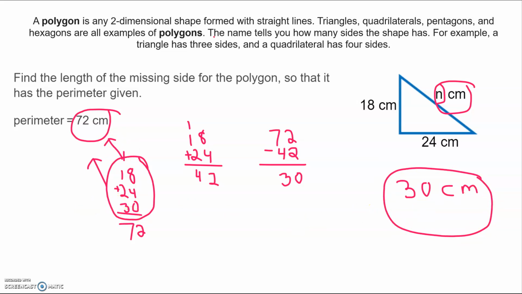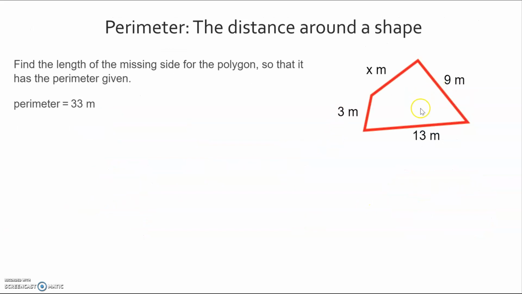Okay, let's try one more. So now this is a polygon. And this polygon has 1, 2, 3, 4 sides. And it asks us again to find the length of the missing side for the polygon so that it has the perimeter given. And here's the perimeter that was given. So when I add all of these sides up, I should have 33 meters.